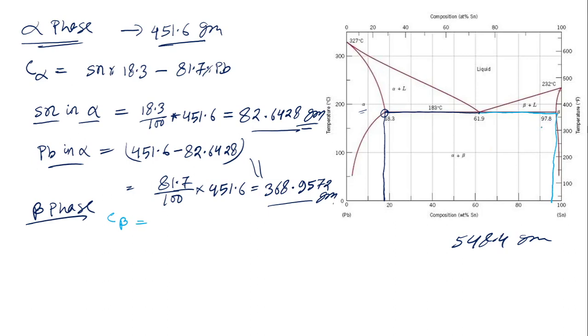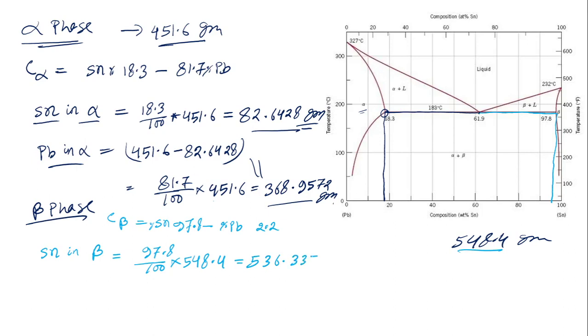So here beta composition is, percentage of Sn is 97.8 and percentage of Pb will be the remaining, means 2.2%. Okay, so now Sn in beta will be 97.8 by 100, and total amount we have 548.4, and if you calculate this you will get around 536.3352 gram. Okay, now this is the Sn.